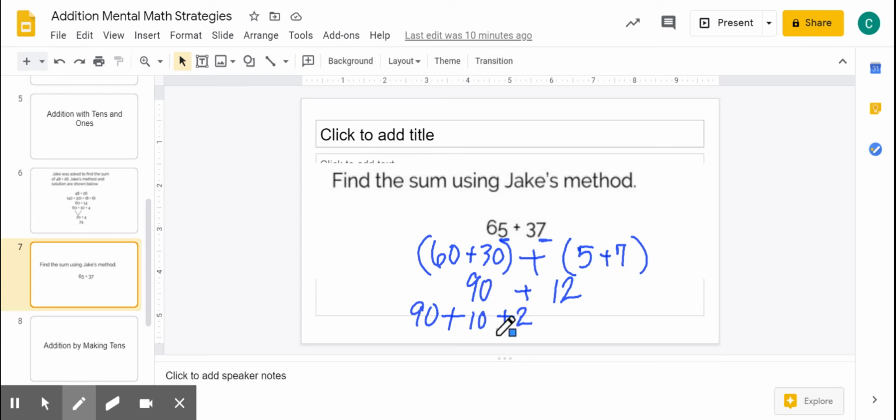Since I have a friendly number of 10, adding 10 to 90 will be a lot easier. So then I add 90 plus 10. 90 plus 10 gives me a sum of 100. Next, I add 100 plus the remaining 2 ones. 100 plus 2 equals 102. Let's find out how to add two-digit addition numbers with our last strategy.